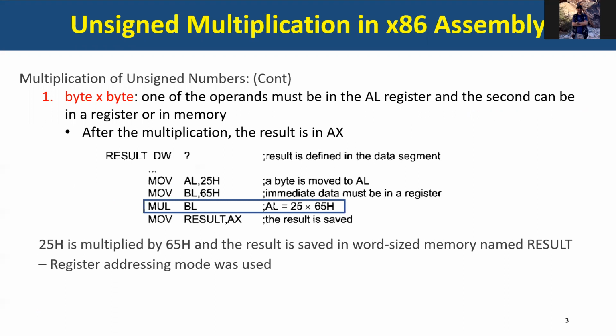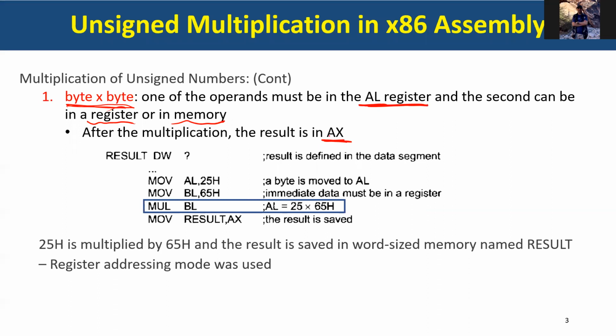So let's start with the byte by byte multiplication. In that case, one of the operands, one of the numbers that you want to multiply, must be in the AL register. And the second one can be any register, or in memory. Much more general. And after the multiplication, the result will be in AX.